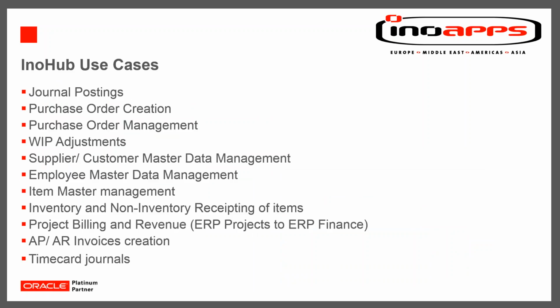This is a list of a subset of the use cases that we've delivered. Just to pick out a few: master data management, synchronization of suppliers, customers and users across disparate systems. If your master supplier is held in your third-party system and you want to synchronize those through into your Fusion system, then we've used our hub to do that. And likewise, if you wish to use your Fusion Cloud ERP as your master for customers, then we can synchronize those out. Time card journals, a whole series of different use cases, all of which have been delivered using our Inoapps solution.